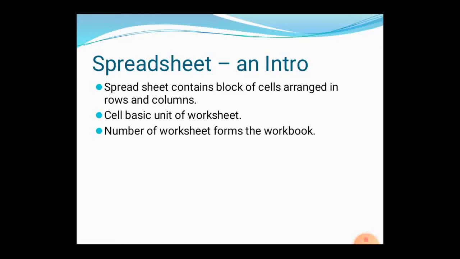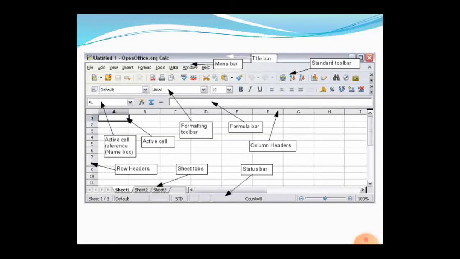It contains a block of cells arranged in rows and columns. So here the basic unit is the cell. A cell is the basic unit of a worksheet. A number of worksheets together forms a workbook.